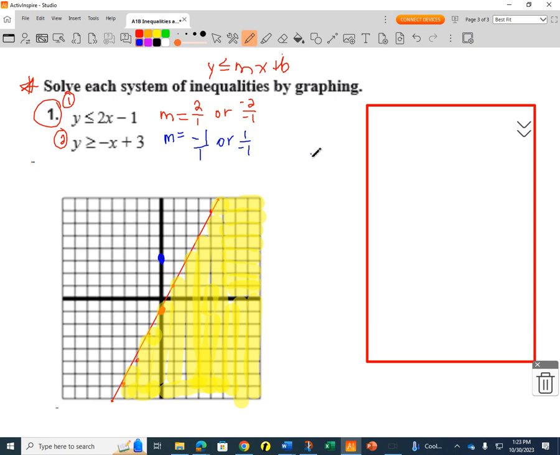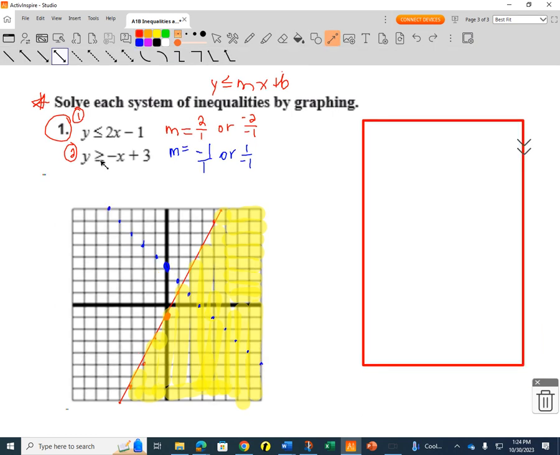Alright, so down 1 and to the right 1. Down 1 and to the right 1. We're going to do that until we run off the edge of the coordinate plane, and then we're going to go the other way. We're going to go up 1 and to the left 1 until we run off the edge of the coordinate plane. Is this line going to be solid or dotted? Solid, because it's got an or equal to underneath there.